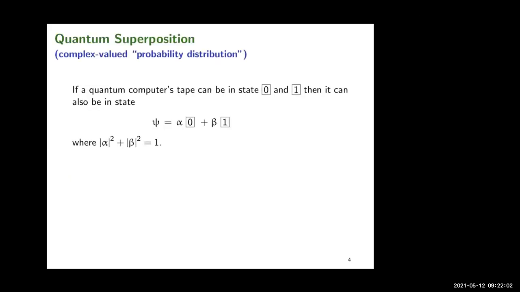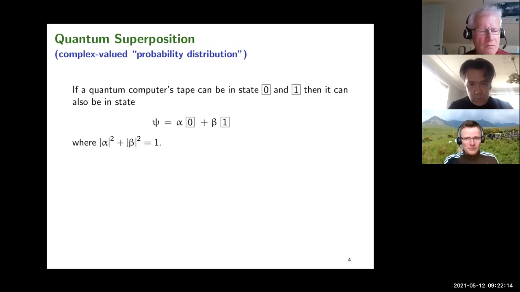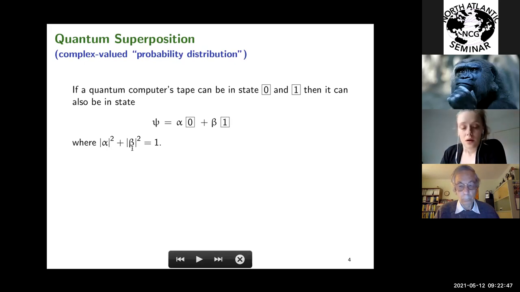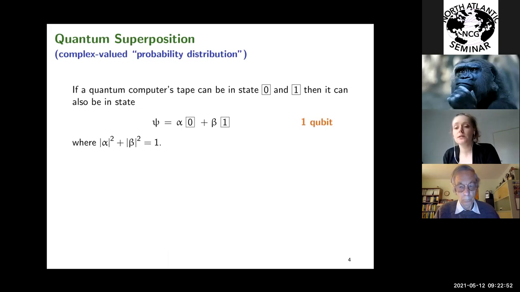You could think of quantum superposition as some complex valued analog of a probability distribution. In quantum mechanics, if your system can be in one of two states, such as your computer's memory being in state zero, like bit zero or bit one, then it can also be in what's called a superposition between these two states. Such a superposition would be characterized by two complex numbers, alpha and beta. We call them amplitudes. And the requirement is this normalization: the square of the modulus of alpha plus the square of the modulus of beta is equal to one. Such a superposition between two orthogonal states would then be referred to as the basic quantum information carrier unit, or one qubit, just like on a classical computer you would have a bit.